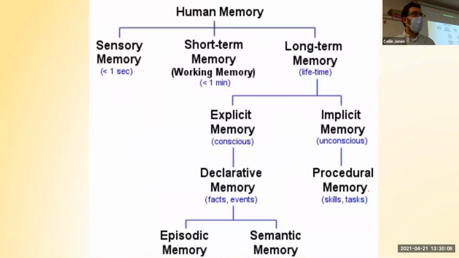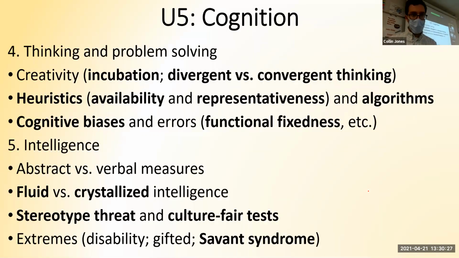Here's another chart that might be helpful when we talk about memory. You've got sensory, short-term, and long-term memory. Within long-term memory, you have the implicit and explicit stuff. The implicit stuff is your muscle memories, like procedures, skills, and tasks. Your explicit memories are your ability to declare things that happened to you, or just facts that are true for everybody. You should be able to answer any questions about the different types of memory.